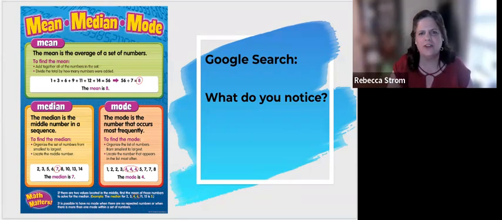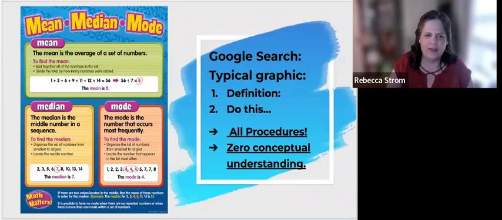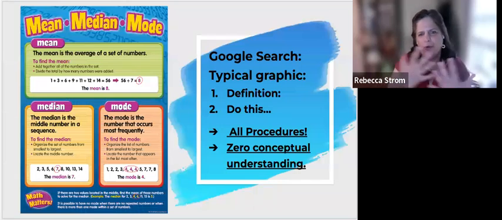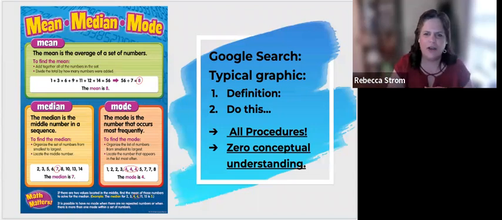Oh, is it blurry? I apologize if it's a little bit blurry. But what I noticed about this is it's very typical. It's a definition. This is what the word means. And now do this. It's all procedures and memory work. Memorize this word and now do these steps. Memorize this word and now do these steps. And what happens with that is we tend to get the words and the steps mixed up because we didn't really have a solid understanding of what they mean.